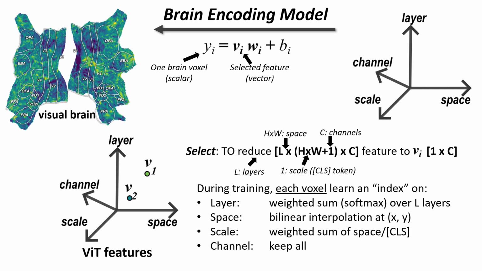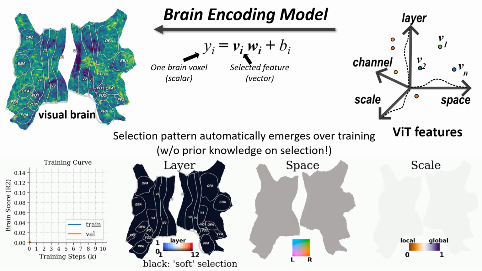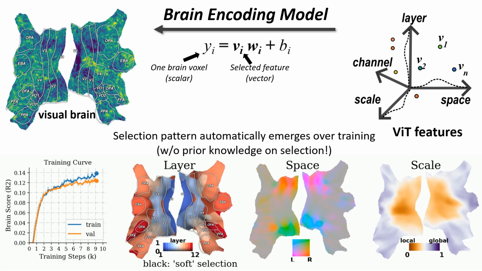Each voxel has a weight for every layer. Features are a weighted sum over the layer axis. Each voxel also has a coordinate on the space, and we do bilinear interpolation to get the feature. Each voxel also has a weight for space versus class token, and we sum them. Finally, on the selected channels, each voxel uses a linear regression to predict its brain response. This video shows the feature selection during training. Before this work, people predefined and handcrafted the feature selection. In this work, the feature selection automatically emerges over training.